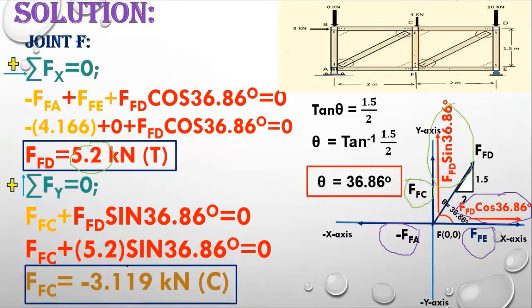So only one member force is left, and which joint do we have to select? We can go for joint D, we can go for joint C, whatever you want to select. For example, we are going to solve joint D because there is a smaller number of member forces, but at joint C there are more forces. So we are moving towards the next joint.